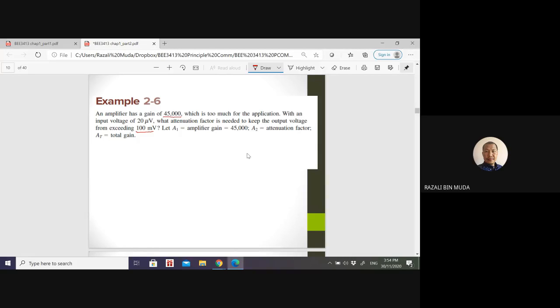So there are two stages, A1 and A2. Here the input is 20 microvolt. The multiplication of the first stage is 45,000. So what is the output? Then you need to reduce it so that the output here is 100 millivolt. So find A2.